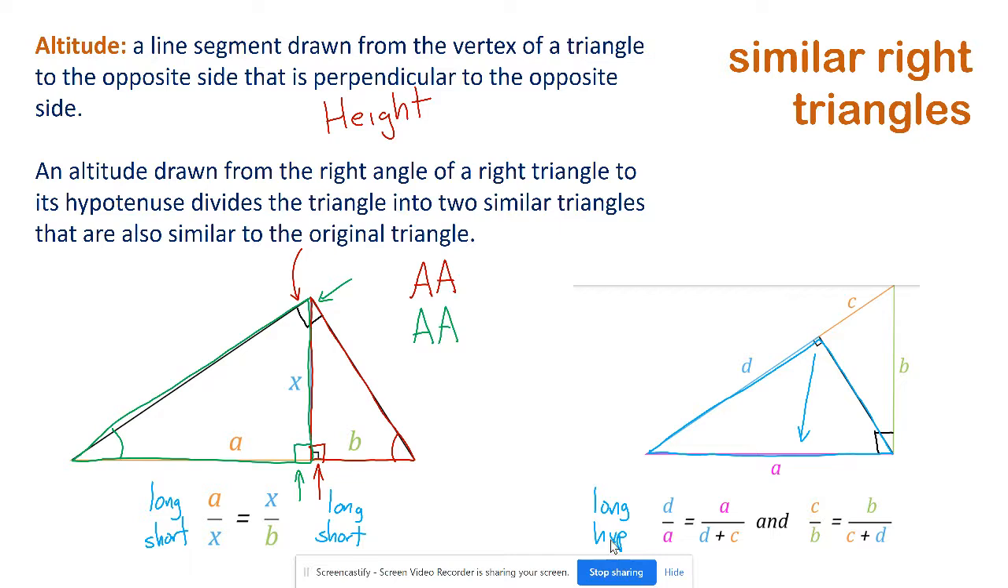Now let's look at the entire big triangle, so the whole thing. Well, if you look at this big triangle, the legs are A and B. So the longer leg is going to be A.